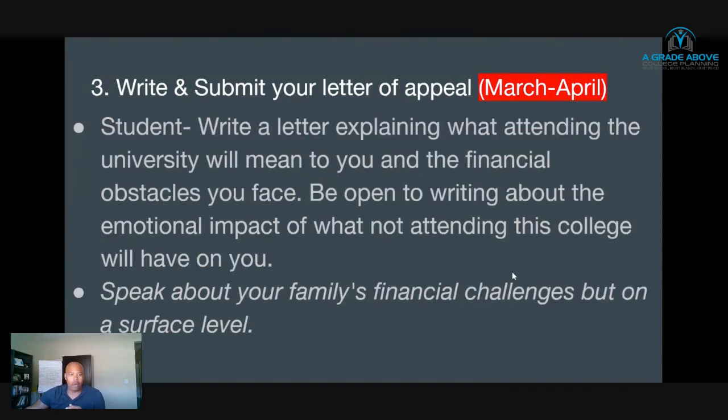And then for your student, this is also really important. When it comes to your student filing an appeal, you want to write a letter explaining what attending the university will mean to you, and some of the financial challenges or obstacles you may face. Be open to writing about the emotional impact and your vulnerability, the emotional impact that not attending the university will have on you, and how much it meant to you. I didn't say this yet, but you want to be more emotional. So mom and dad, a little bit more logical, with numbers, details, things like that. Student, a little bit more emotional: this is what it means to me.